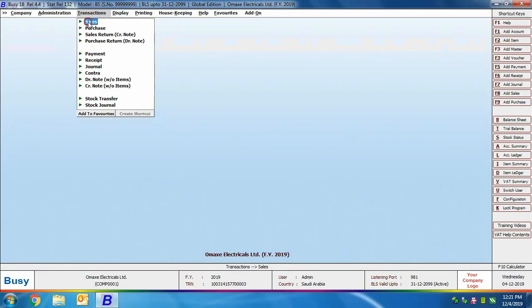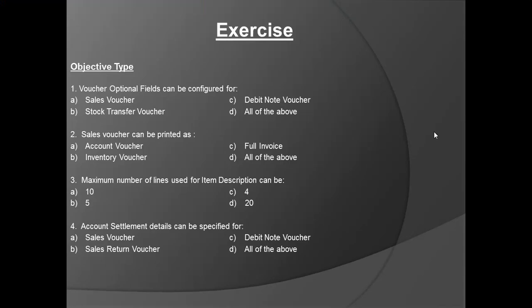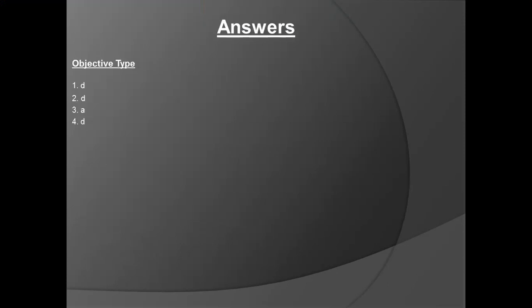So this is all we have to discuss in the chapter. At the end of the chapter, we have provided certain exercises. You can view the exercise on screen and attempt it. Hope after going through this chapter, you would be able to easily configure the voucher series.